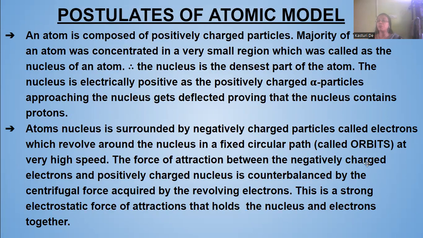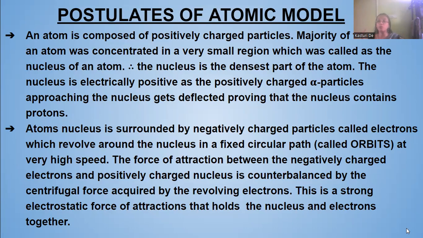This has been proved because when the alpha particles hit the nucleus, they got deflected. We know that like charges repel each other. So the alpha particles, which were positively charged, were not attracted but were deflected from the positively charged nucleus of the atom. So this proved that the nucleus contains some positively charged particles, which we name protons.